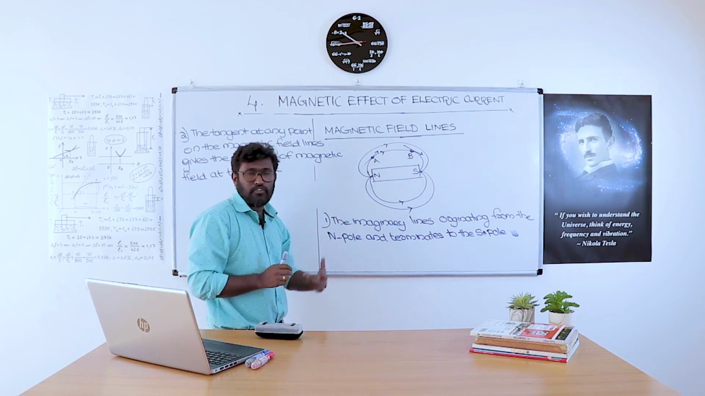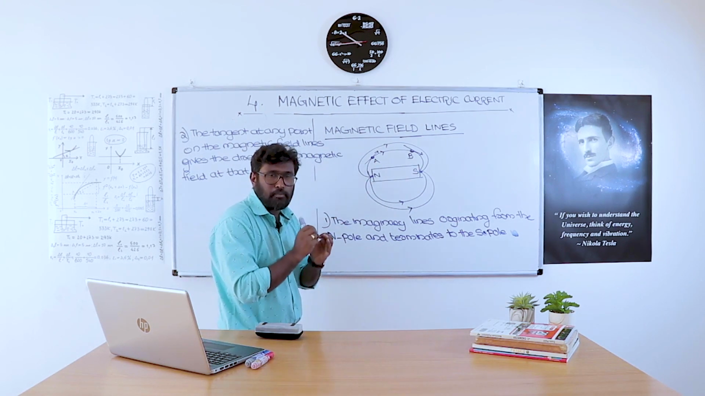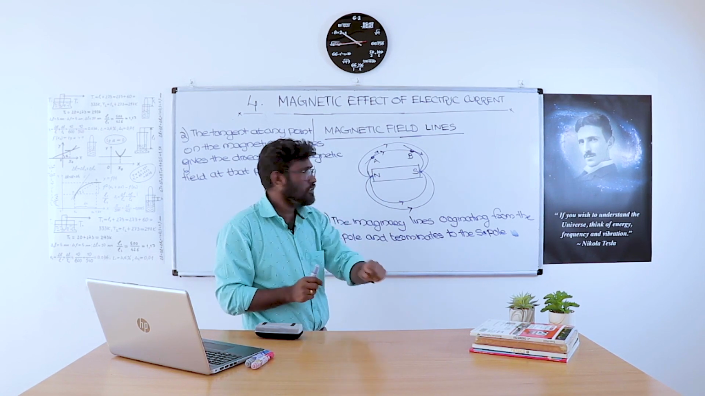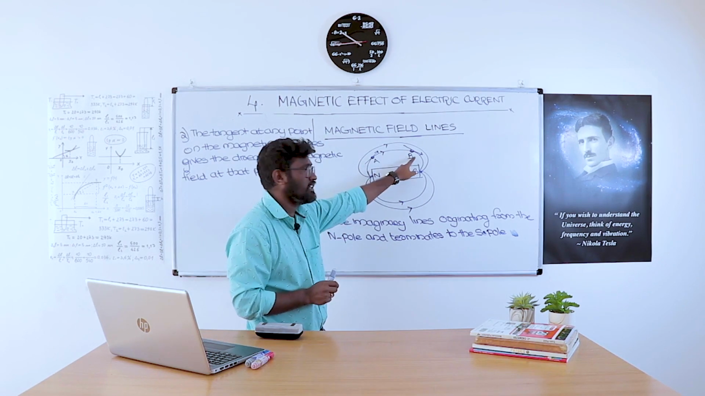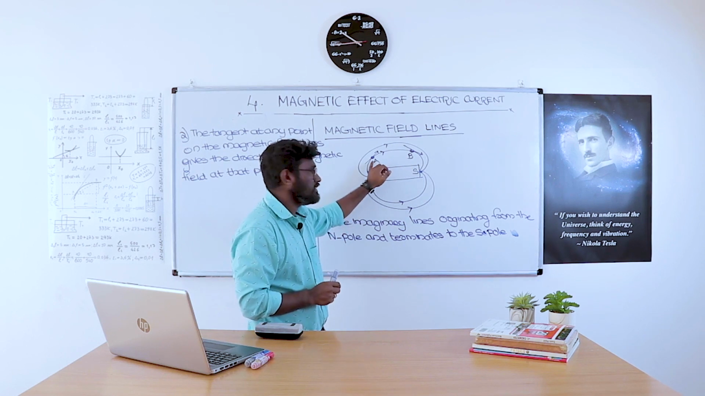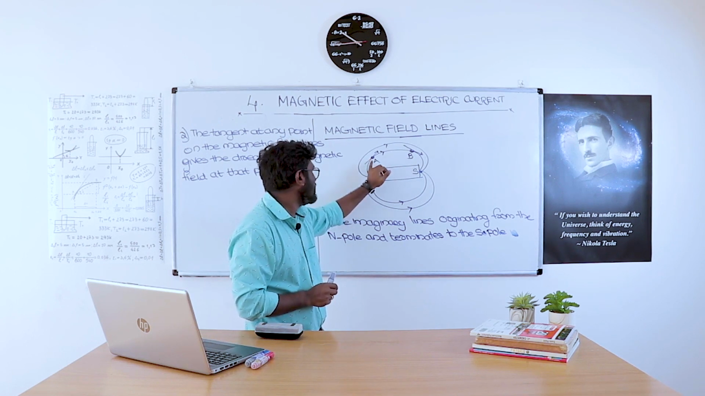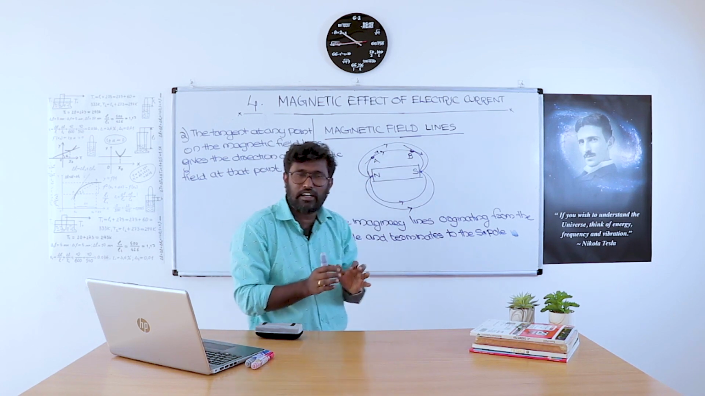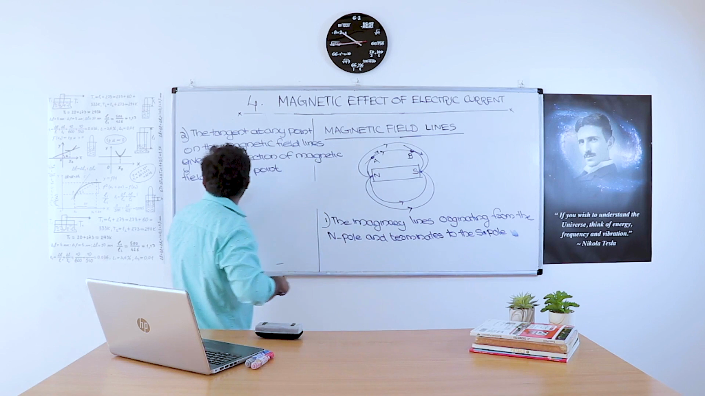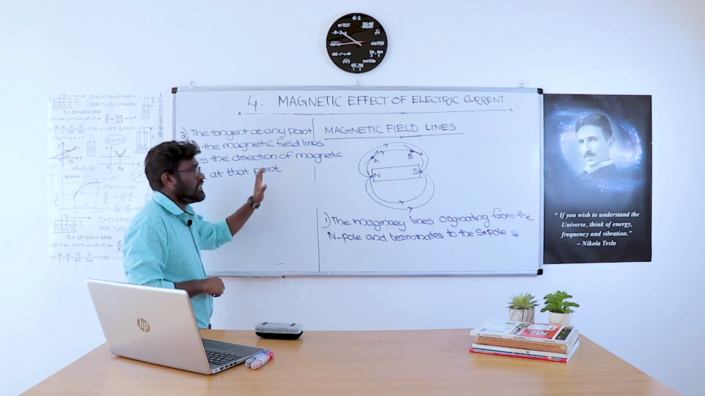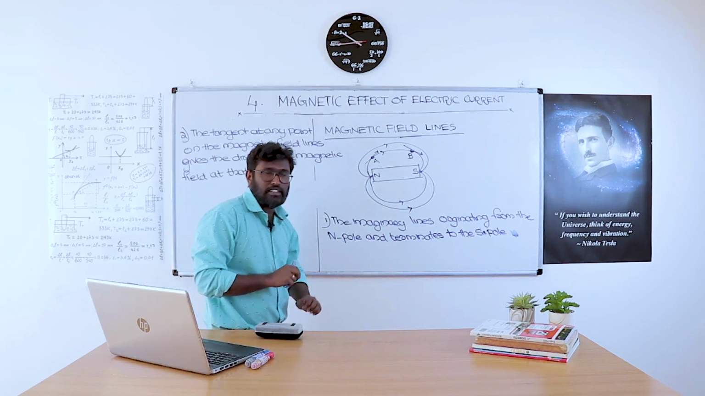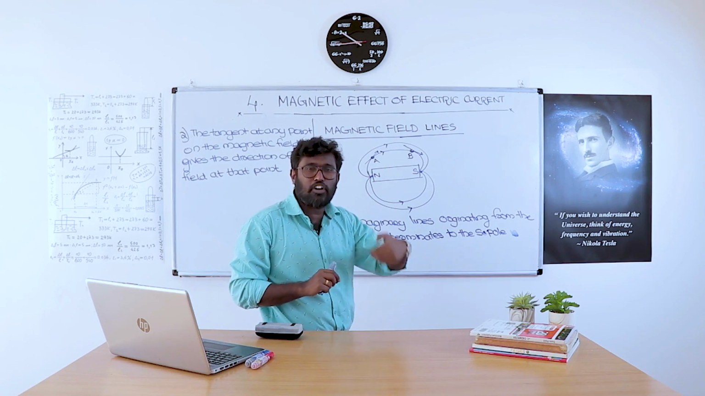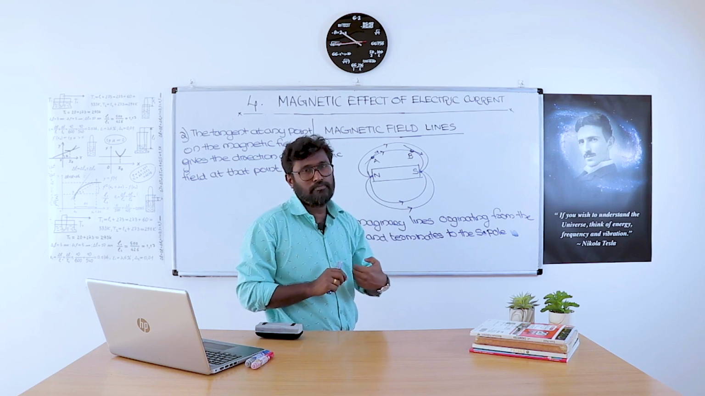So what is the use of the tangent? The tangent at the point will give the direction of magnetic field at that point. So here the tangent is like this, and here it is like this. That means this tangent will give the direction of magnetic field at A, and this tangent will give the direction of magnetic field at B. So the second characteristic related to the magnetic field line is that the tangent at any point on the magnetic field line gives the direction of magnetic field at that point.